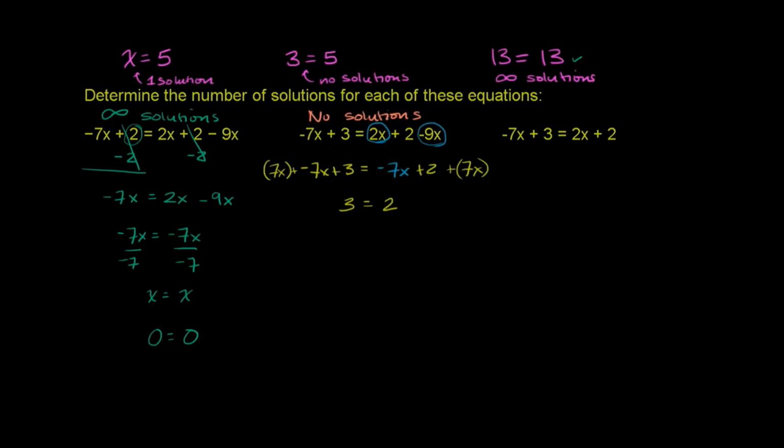Now let's try this third scenario. Once again, maybe we'll subtract 3 from both sides just to get rid of this constant term. So we're going to get negative 7x on the left-hand side, and on the right-hand side we're going to have 2x minus 1. Now we can subtract 2x from both sides. You're going to get negative 9x is equal to negative 1. Now you can divide both sides by negative 9, and you are left with x is equal to 1/9.